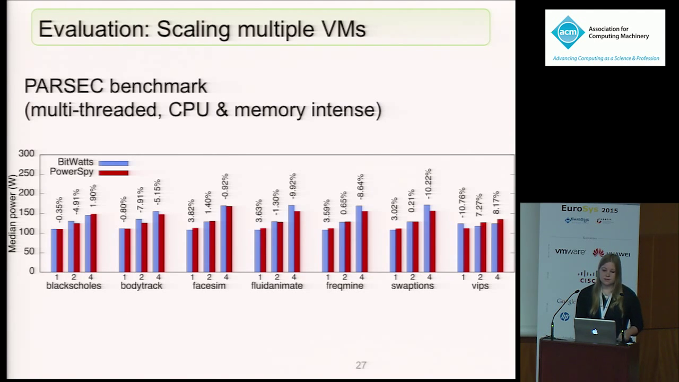So let's discuss some of the results that we achieved with the Parsec benchmark when scaling multiple VMs. Those experiments were run on the Xeon machine that I mentioned before. So we have 4 physical cores and 8 threads. We are scaling the benchmark by running from 1 up to 4 VMs in parallel containing that workload.